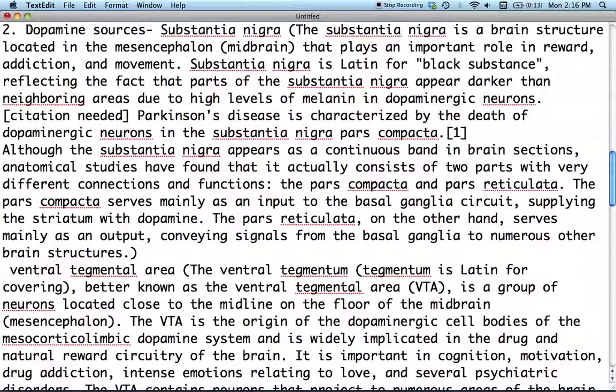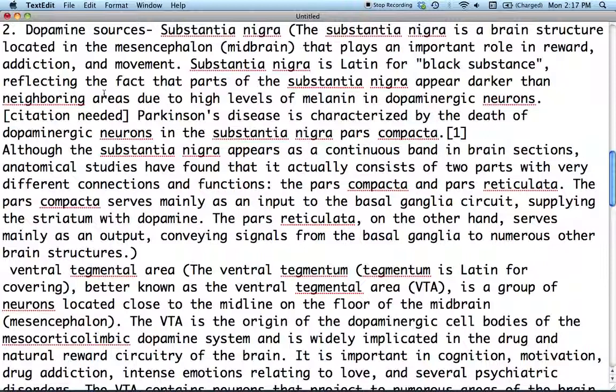Okay, so for the neurotransmitters, the real thing that we need to know is the sources of the neurotransmitter, and a little bit about it. So the dopamine source would be the substantia nigra. The substantia nigra is a brain structure located in the midbrain that plays an important role in reward, addiction, and movement. So dopamine, substantia nigra, midbrain.